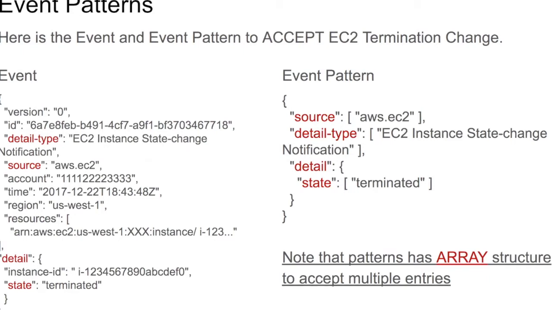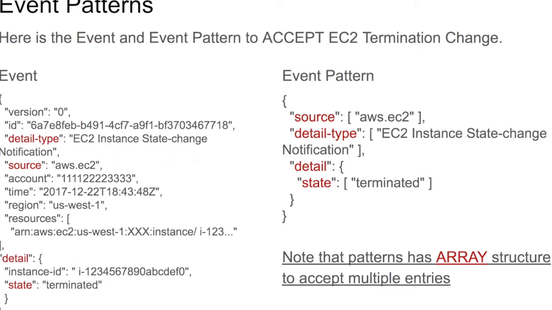And the detail type is basically nothing but a text string which AWS attaches. What exactly is the state? What exactly is the type of the event? And then inside the detail, we have the state terminated. So I'm only listening for the EC2 being terminated events on this particular rule. So it's a very simple configuration through which I can listen to what I really want and ignore everything else.